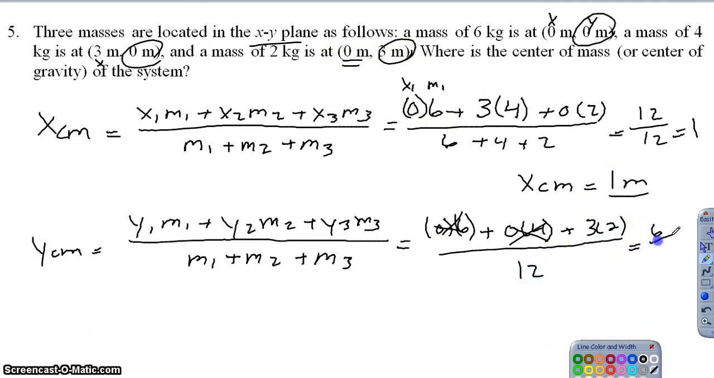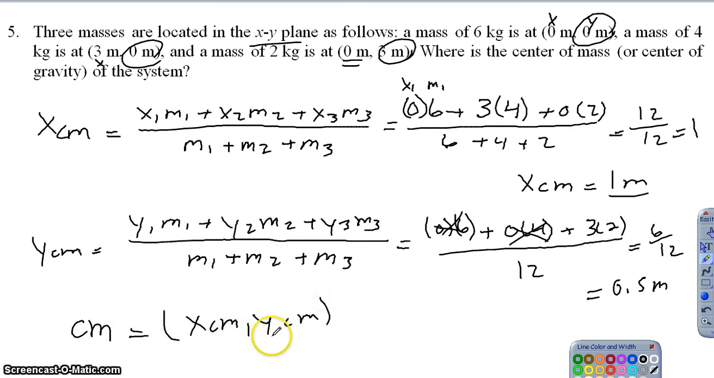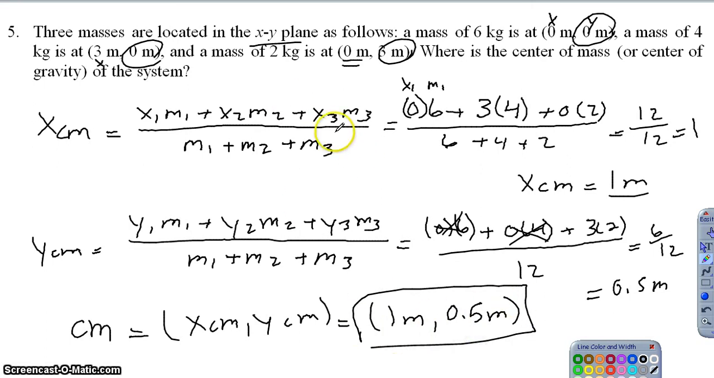So this one ends up being 6 over 12, which is 1/2 or 0.5. The center of mass for my entire system would be my x position, comma, my y position. So I'm really just finding the coordinates for my center of mass. I now know that is 1 meter from the origin in the positive direction and 0.5 meters from the origin in the positive direction. Even though there are two dimensions, as long as we keep our vertical and horizontal measurements separated, it's not too bad to solve this particular problem.